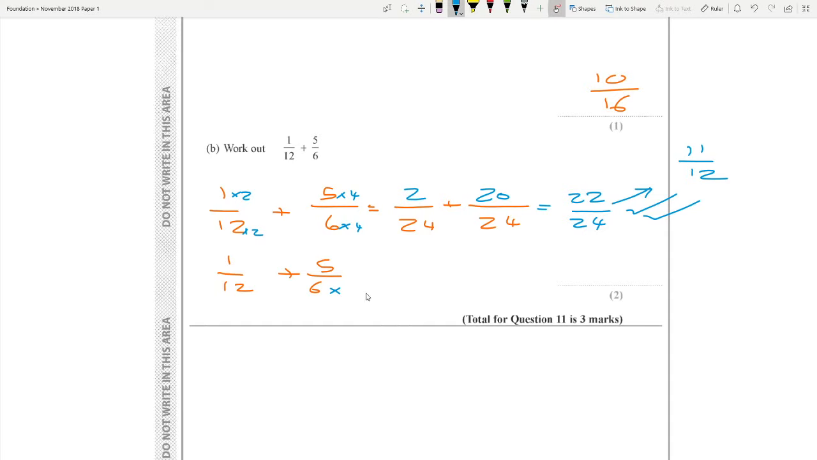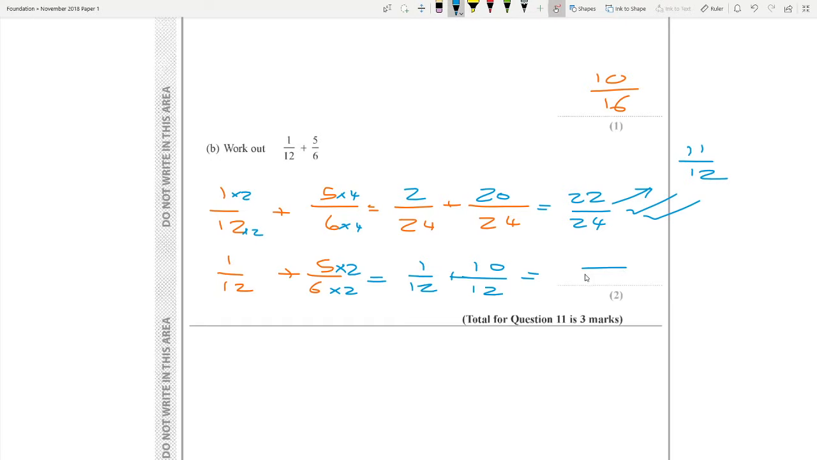So what do you times 6 by to get to 12? It's 2, isn't it? So times the top by 2 as well. What do you get? So 1 over 12, that's the same, we haven't touched that. Add 5 times 2 is 10 over 6 times 2, which is 12. 1 over 12, add 10 over 12. So remember, you never ever add the denominators.